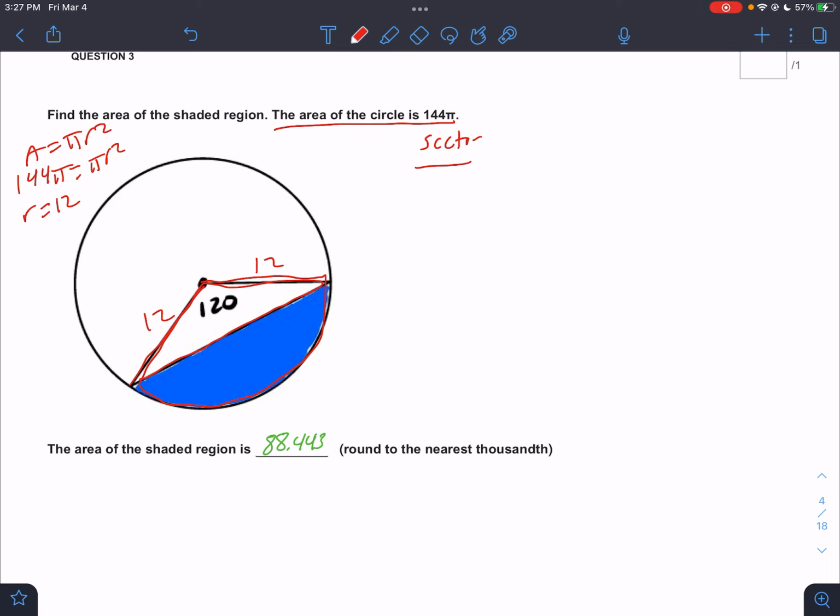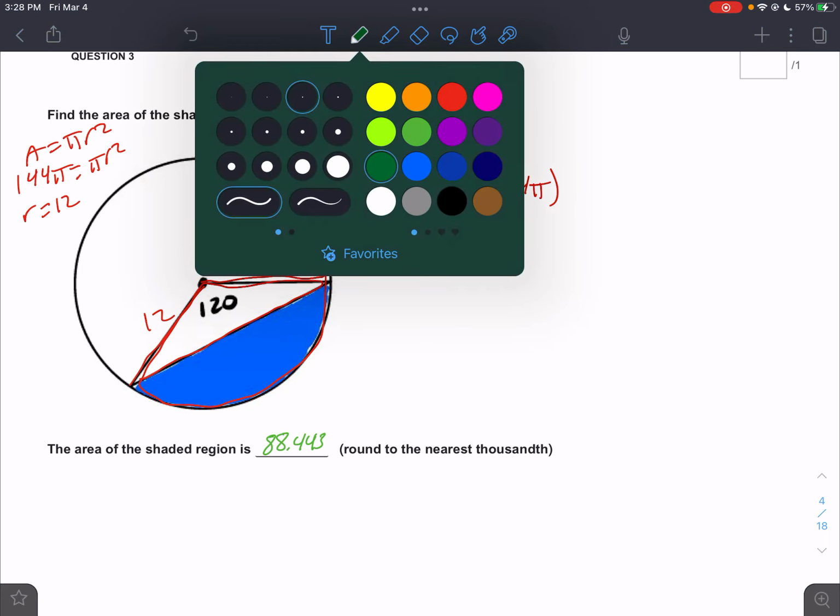For the sector, we have 120 degrees out of 360 times pi, or actually we already know the area of the circle. They told us, 144 pi. So the sector would be 1/3 of the whole thing, which is going to be 48 pi. Right? 120 out of 360, that is 1/3. So the entire sector is 48 pi. Let's work on the triangle now.